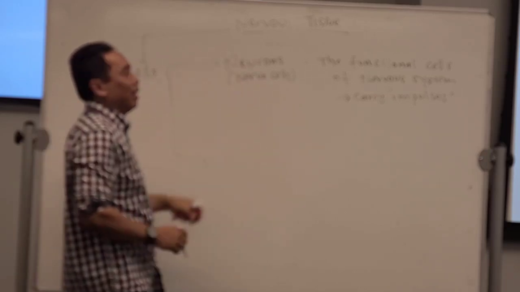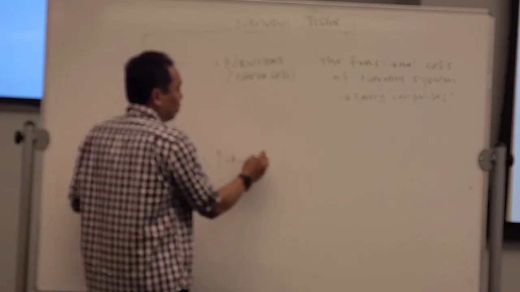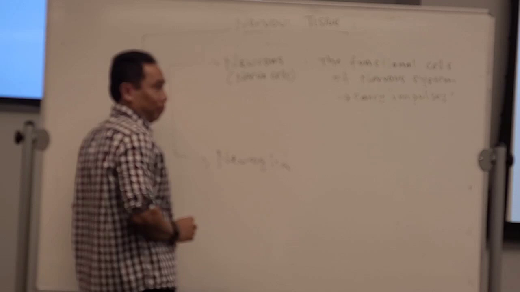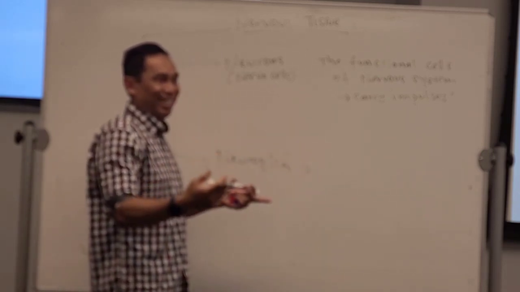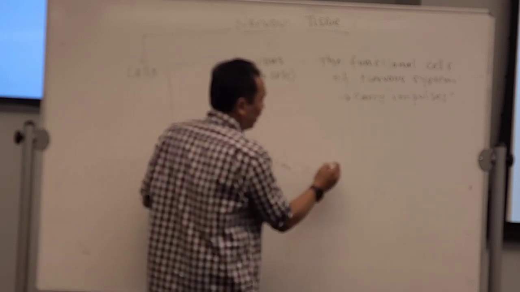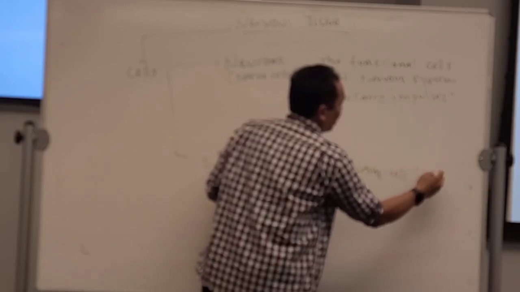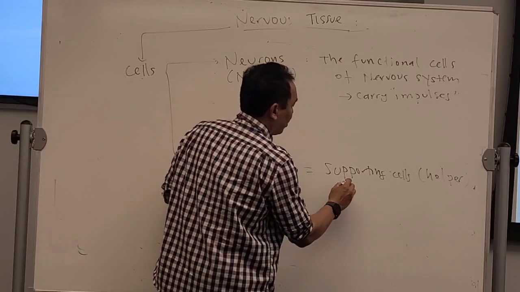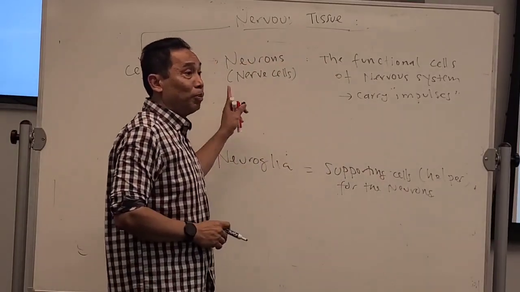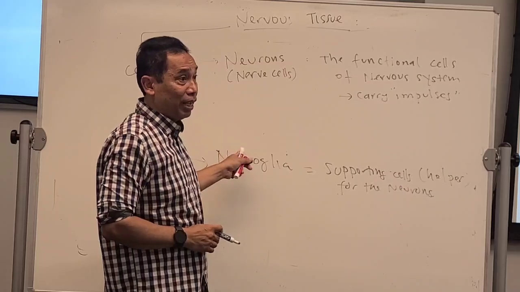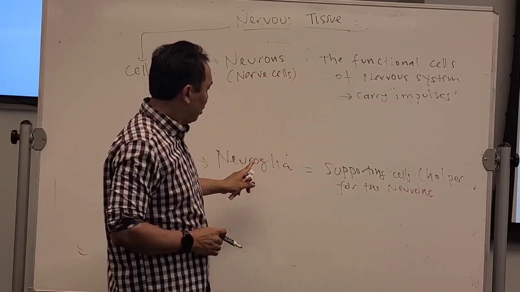Are you with me? The second group of cell in the nervous tissue is called neuroglia. And this cell is not a functional cell, but it is a supporting cell. Okay, so this is a helper for the neuron. Their function is to help the neuron, to support the neuron. Get it? That's the neuroglia. So neurons, functional; neuroglia, support.